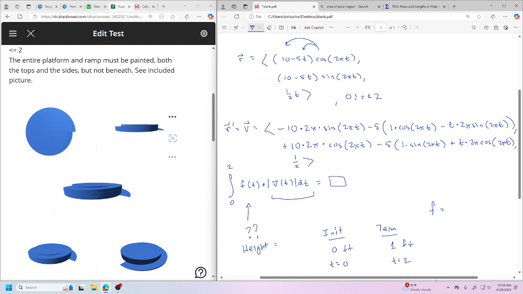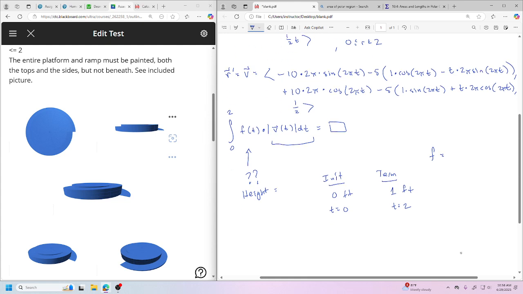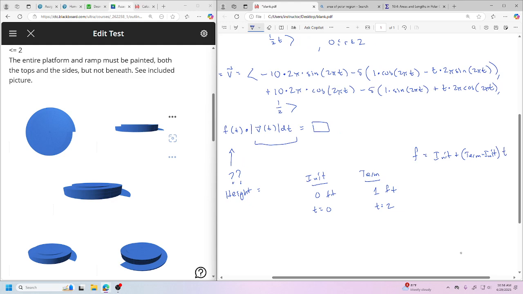Yes. Do you want me to do that? Initial plus terminal minus initial, and then times t. Okay, so what would I put for initial? 0. And then terminal? 1 minus initial. Seems kind of easy, but remember that we're having to plug in a 2.